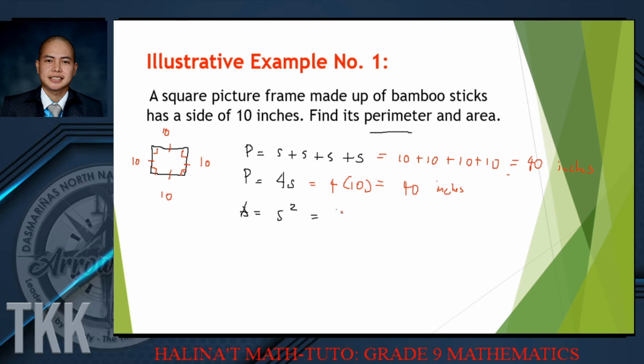So s is 10, squared is 100. So that means the area of that square is 100 square inches, no? Square inches. So the area of a square picture frame na merong side na 10 inches is 100 square inches.